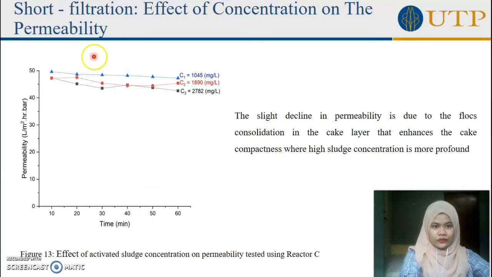And then next, for the short filtration, regarding the effect of concentration on the permeability, figure 13 shows that there are 3 different concentration types, where the highest one is C3, followed by C2 and C1. And as expected, the highest concentration will have the lowest permeability readings. Somehow, comparing this figure 13 with figure 12, the decrement is only slight, and this is due to the flux consolidation in the cake layer that enhances the cake compactness, where high sludge concentration is more profound.